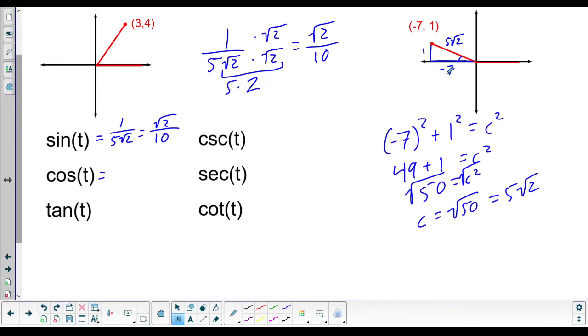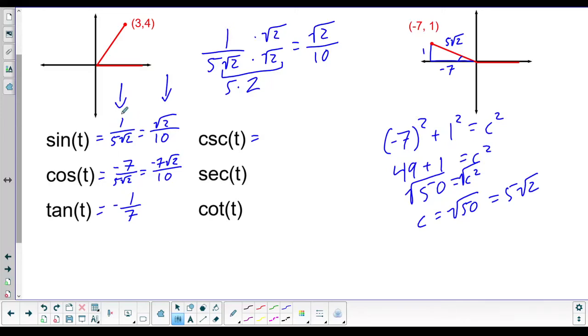Cosine is going to be adjacent, which is -7 over 5 radical 2. Rationalizing is going to be -7 radical 2 over 10. And then tangent is opposite over adjacent. So it's going to be -1 over 7. Then for these, we just do the reciprocal. It's nice to have these unrationalized forms because if we do the reciprocal of these, they'll come out rationalized. If you reciprocal these, you're going to have to rationalize again, which is kind of a pain.